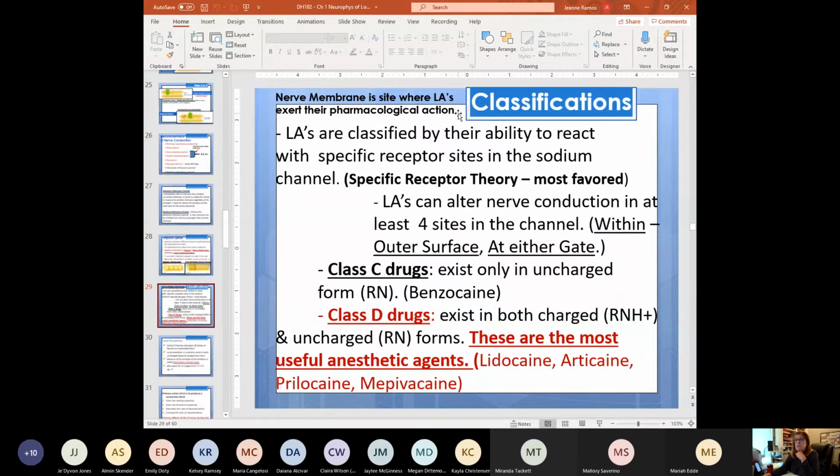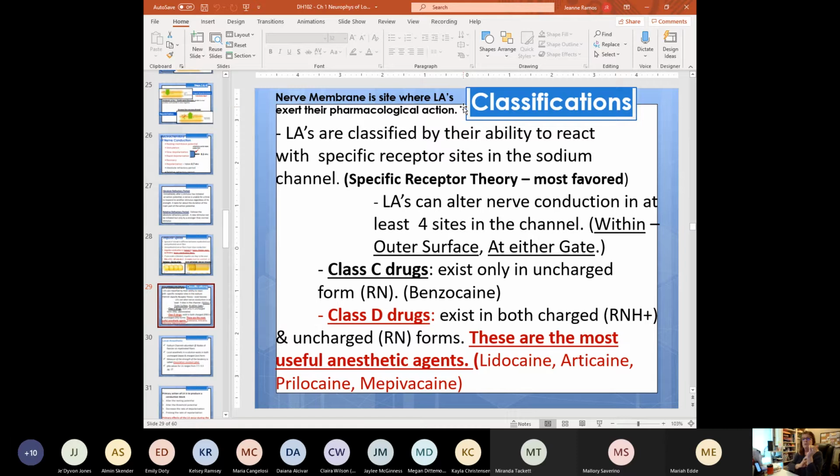The nerve membrane is the site where the LAs exert their pharmacological action. The pharmacological action of a local anesthetic is effected on the nodes of Ranvier, so it has to get through the nerve membrane of the nodes of Ranvier. That's where we have the repolarizing and all that taking effect on the inside if there's a pain stimulus. When the anesthetic comes, we're hoping to block that pain before it even starts. So it's true that a local anesthetic exerts its action on the nerve membrane.